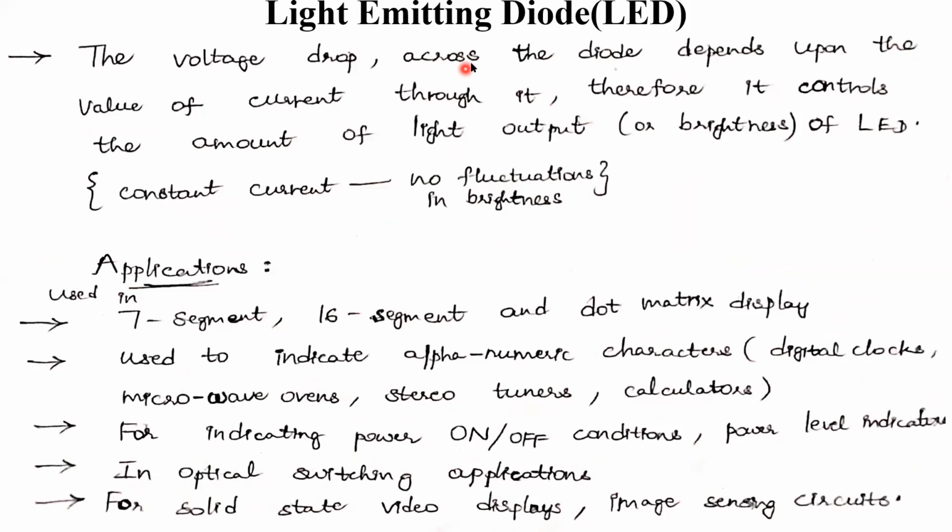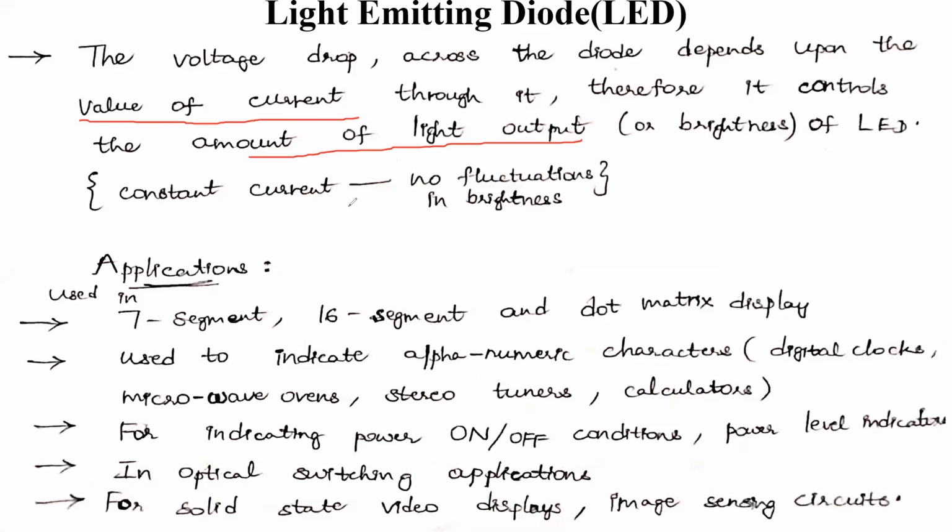The voltage drop across the diode depends upon the value of current through it. Therefore, it controls the amount of light output. Whatever amount of current is flowing inside that semiconductor material will give the light output. The brightness of the LED mainly depends upon the flow of current.